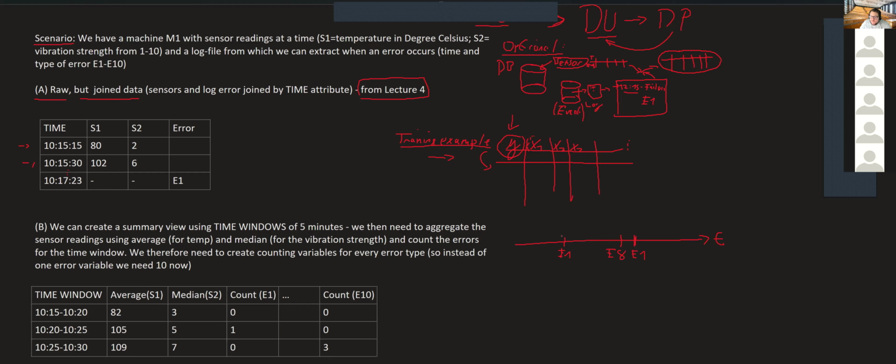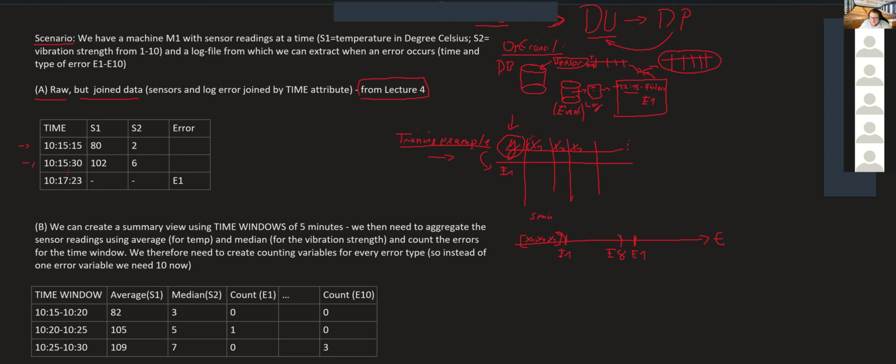But what I can do is, for each of these events, I note E1. So I put E1 in here, and then I go back a time window of, let's say, 5 minutes. Then I collect all the sensor readings of the last 5 minutes. So this is my window of X1, X2, and X3 at these points in time.